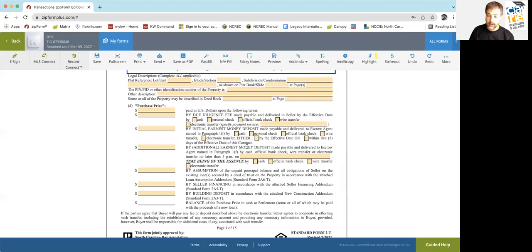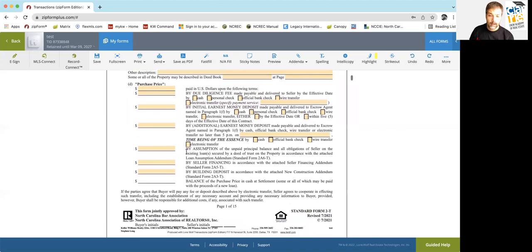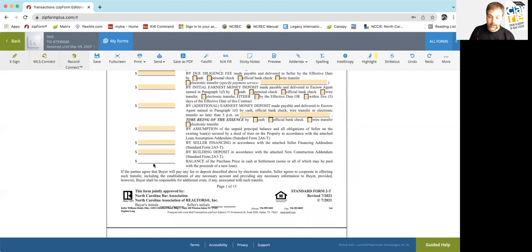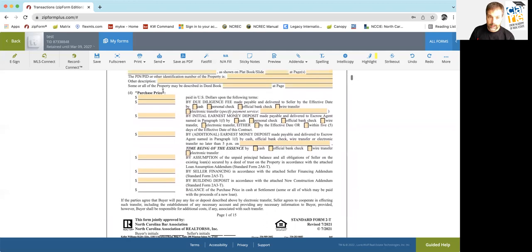If you want to do an additional earnest money deposit, you can do that as well. And there's how it would be delivered. If you're going to do a loan assumption, you could put that in here. If you're going to do any seller financing, you would do that here and include the owner financing addendum, which is referenced there. Likewise, if you're doing new construction or a building deposit in conjunction with new construction, you would do that and add that addendum here. This number here should be the balance of the purchase price, less these numbers would go there.